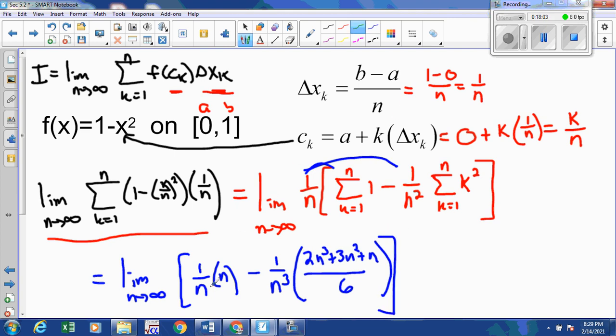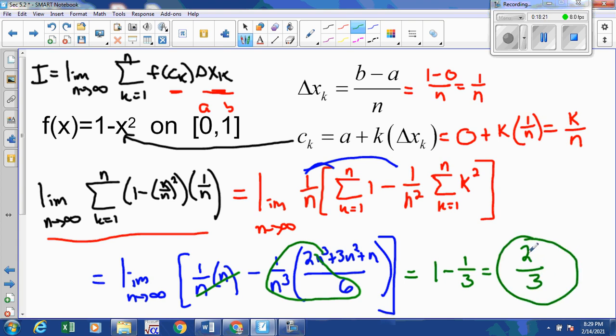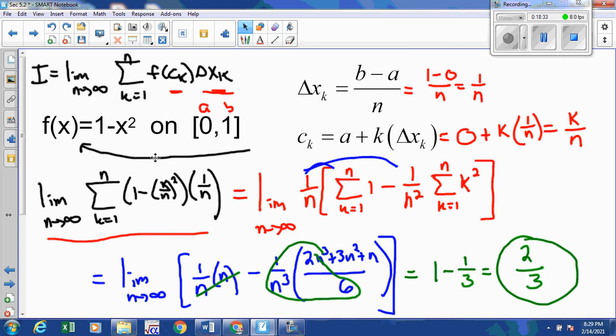Now, if we simplify this, these cancel, and I get just 1. And if I look at my leading coefficients here, I get 2 over 6, which is 1/3. So my answer is 2/3. And this is not an approximation of the area under the curve for this function on this subinterval.